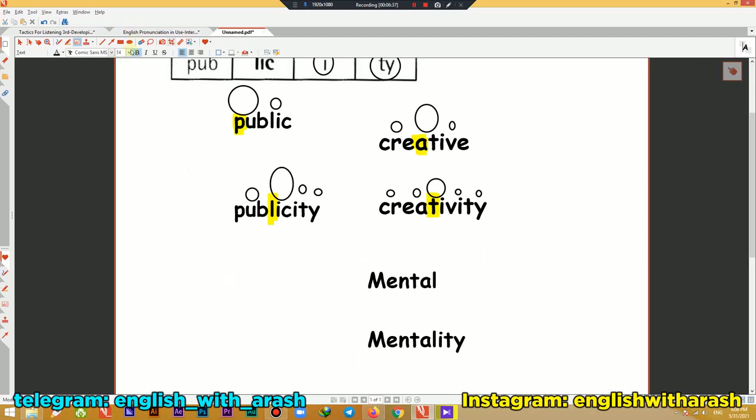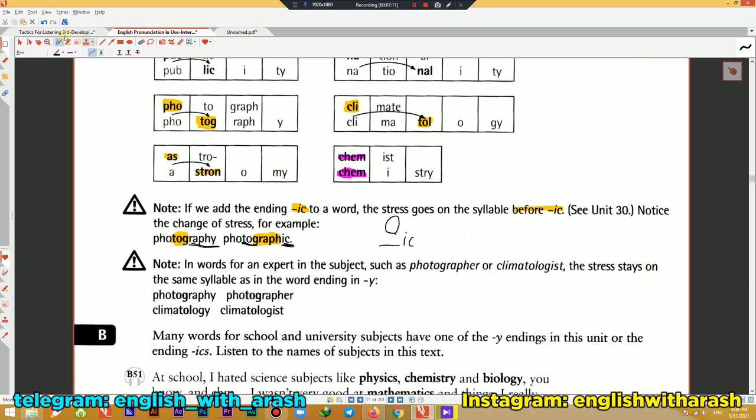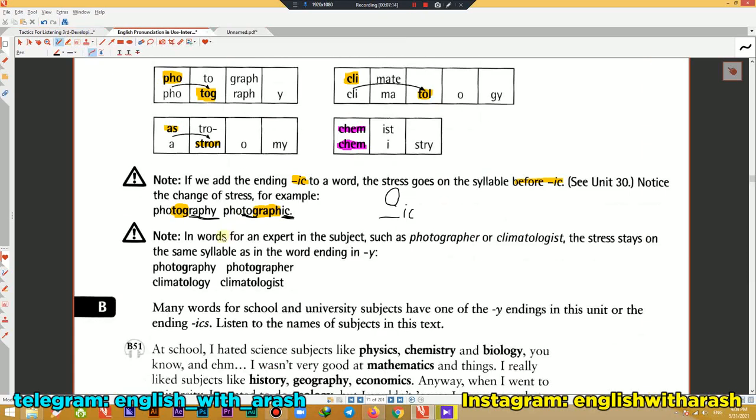So you see here we say mental, like he has a mental problem or he's mentally sick. But then you say mentality. With that kind of mentality, there's no way you can solve this problem. So mentality is the noun form, and stress is on te, mentality. Then we have mental. Stress is on the first part, and it's an adjective. He has a mental problem. So thank you, E.S.H., for your example.